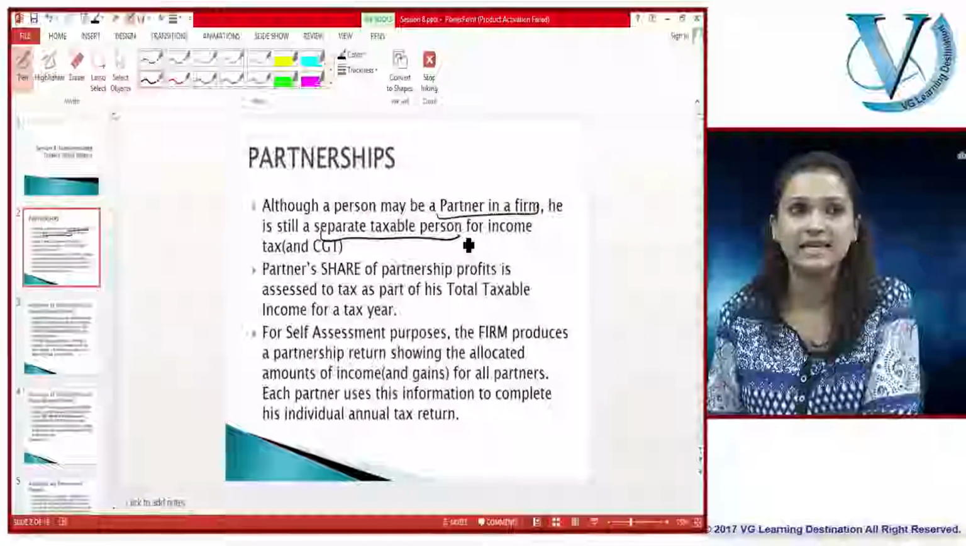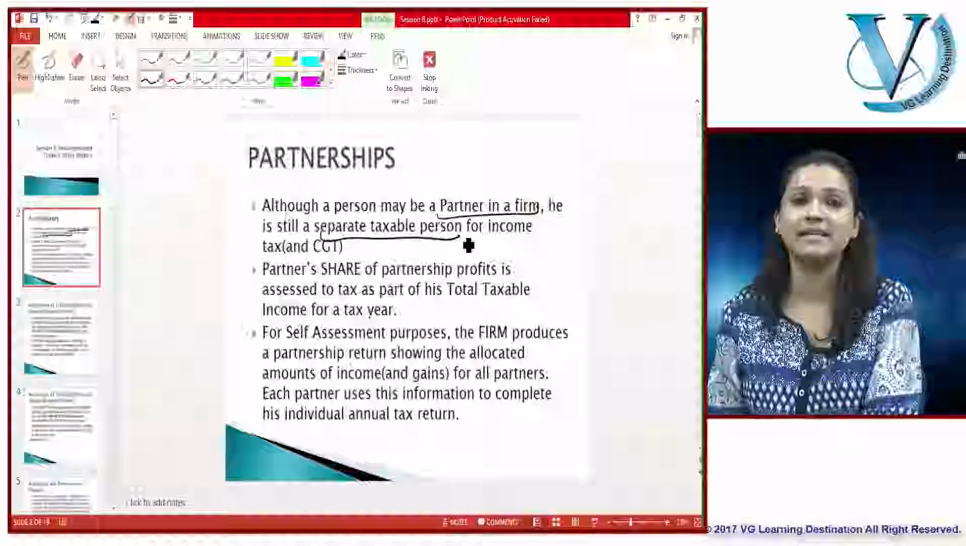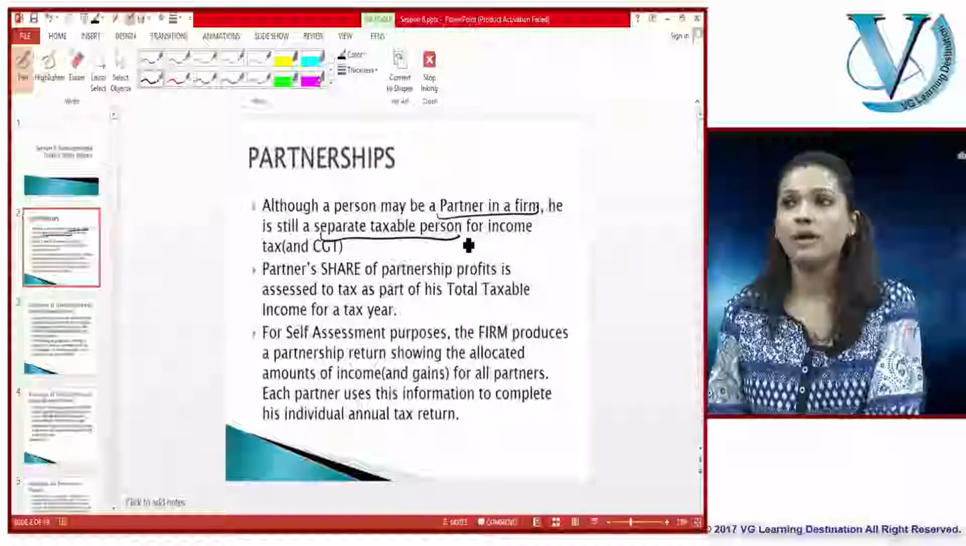Now, although a person may be a partner in a firm, he is still definitely in himself a separate taxable person for income tax purposes. So what is he in himself? He is a separate entity in himself, right? What about partners?